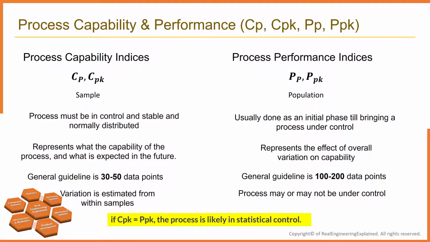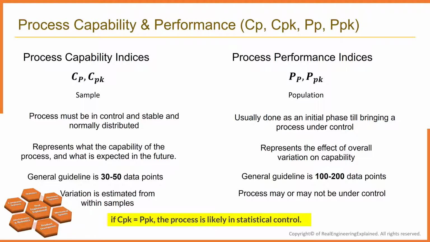PP and PPK are used for process performance, usually done as an initial phase until bringing a process under control. In theory, CPK will always be greater than or equal to PPK. PPK tells us how a process has performed in the past, and you cannot use it to predict the future because the process is not in a state of control.